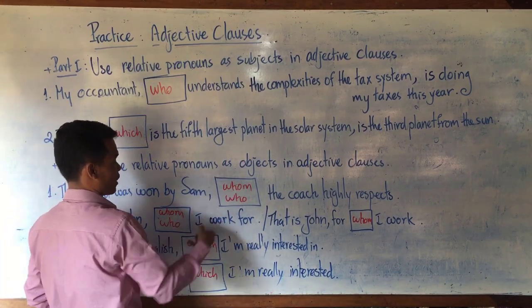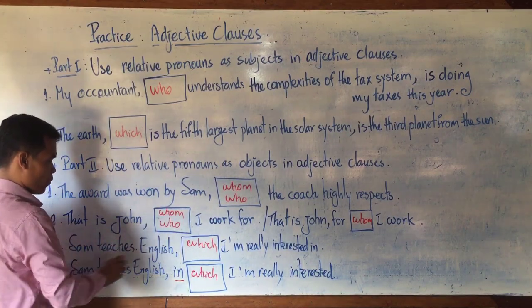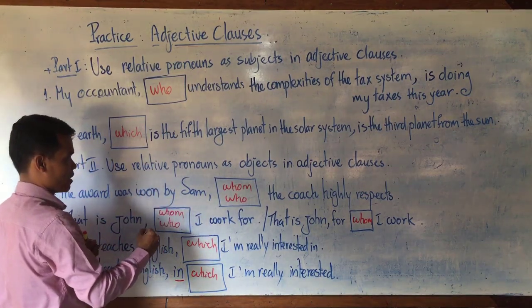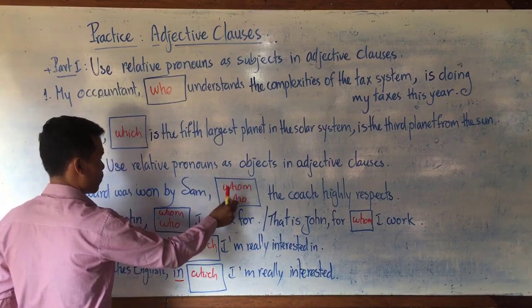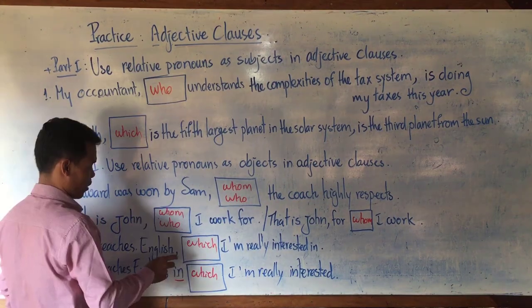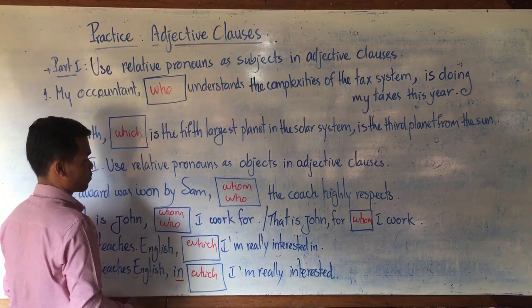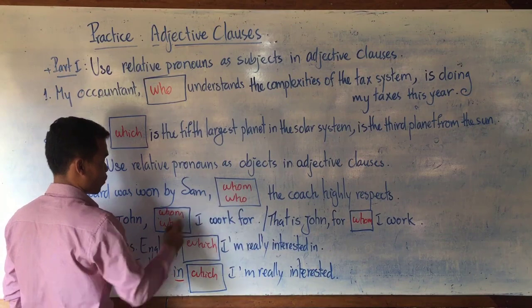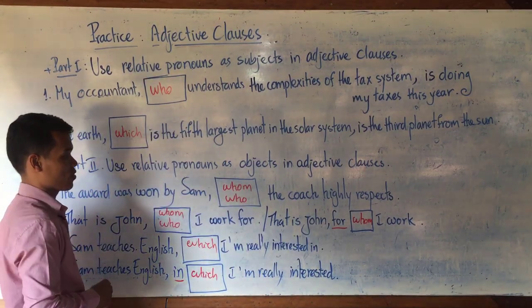So the question, which one is more formal? Whom is more formal, for people, whom and who. For things, we use only which. So when the relative pronoun is an object in non-defining relative clauses, for people we can use whom and who, but whom is more formal. For things, we use only which. Even though you place the preposition in front of the relative pronoun, for things we use which, and for people we use only whom.